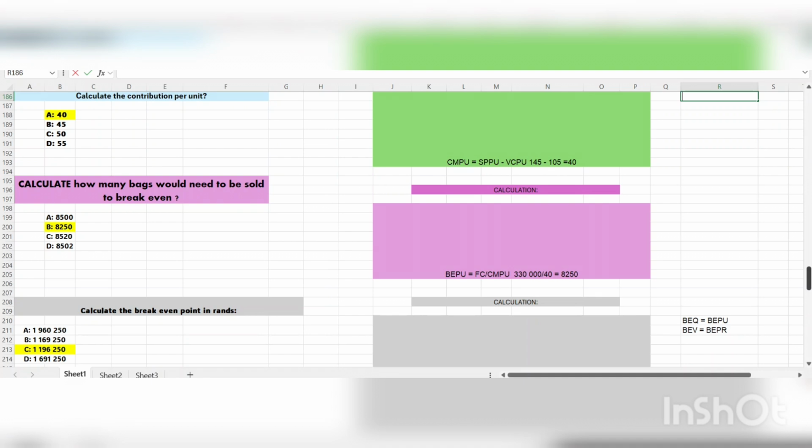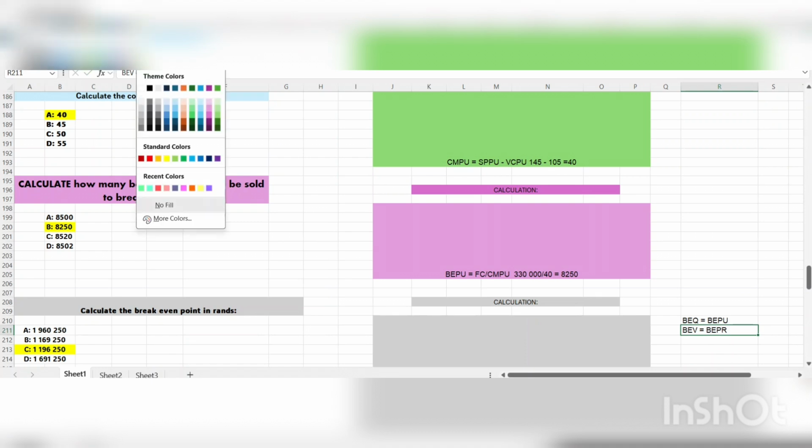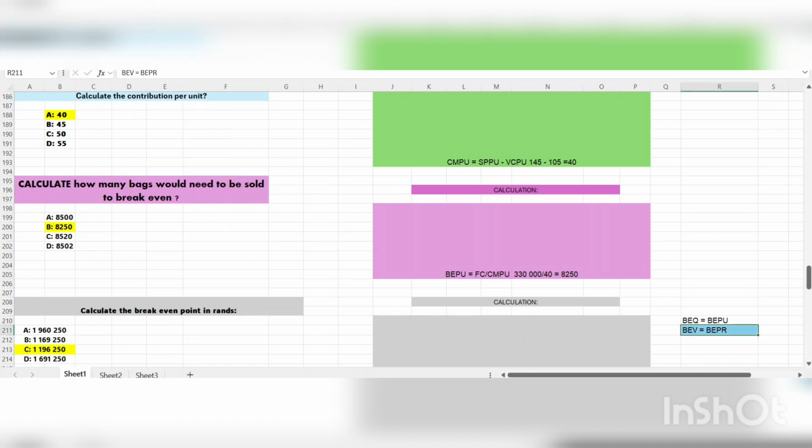If you were to calculate your break-even point in rands with your normal fixed cost divided by your contribution margin ratio, it would give you an answer with a decimal, all right? And in most cases, you don't want to use a decimal answer. So instead of using that, we're going to calculate our break-even value. So your break-even value is equal to your break-even point in rands.